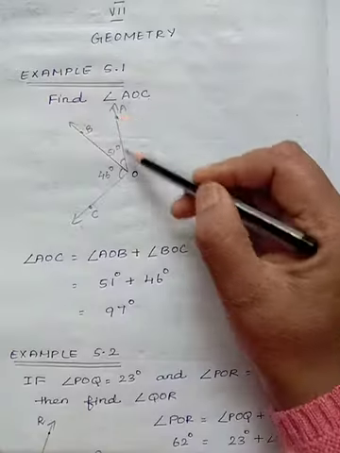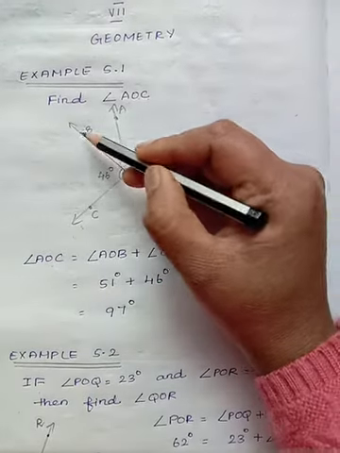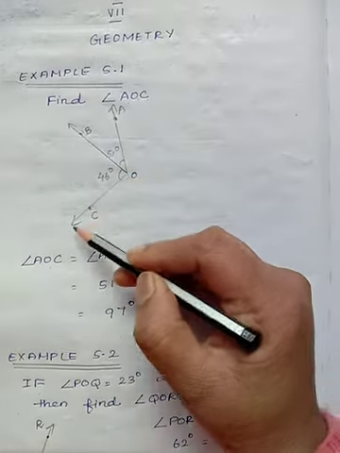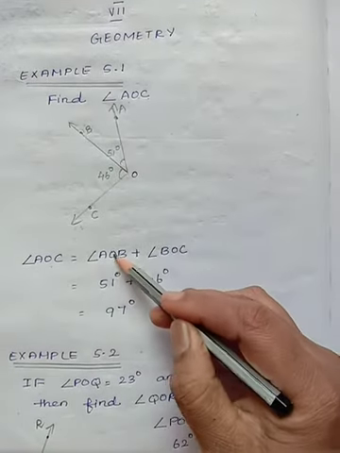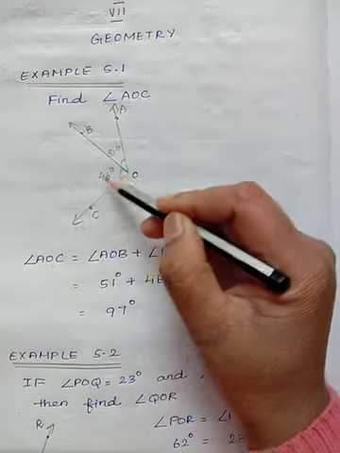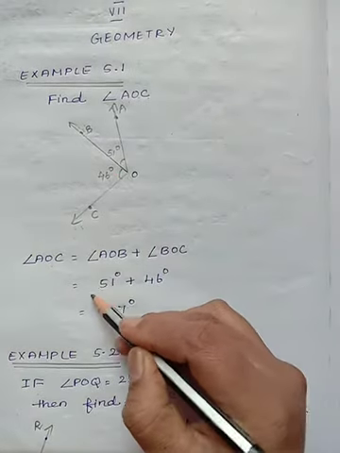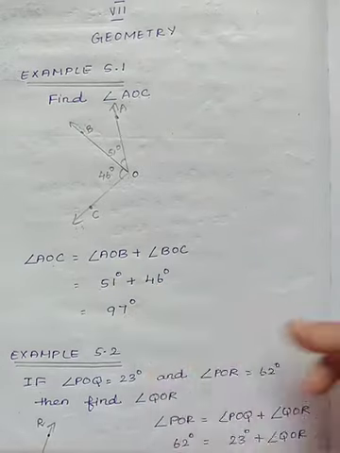Now we need to find AOC. So we know that AOC is AOB plus BOC. AOB angle is 51 degrees plus BOC angle is 46 degrees. 51 degrees plus 46 degrees is 97 degrees.